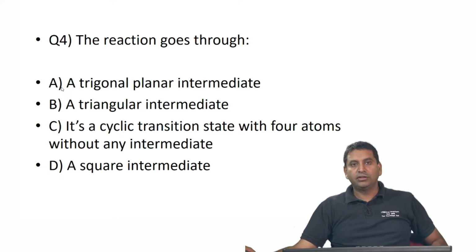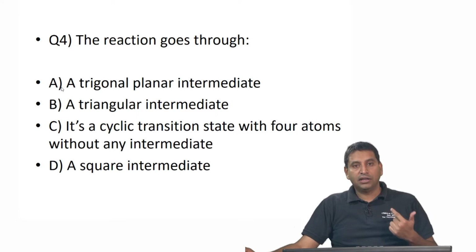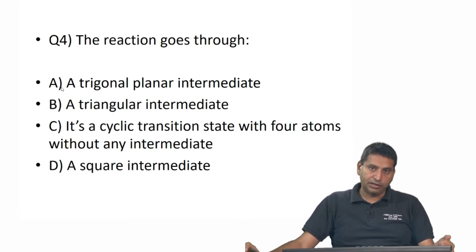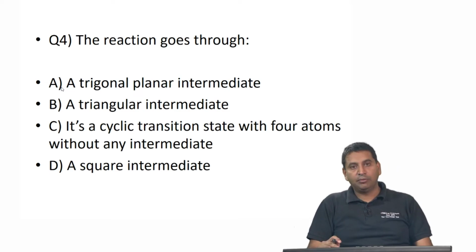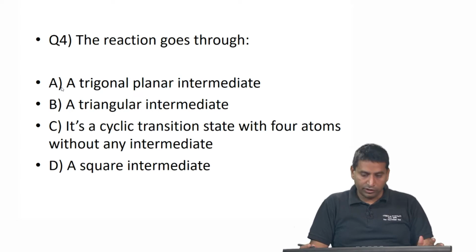So the next question is, the reaction goes through a trigonal planar intermediate, a triangular intermediate, a cyclic transition state with 4 atoms without any intermediate, or a square intermediate. Okay. So this can be confusing a little bit, but let us not get confused. Let us look at the structure as we have drawn it.